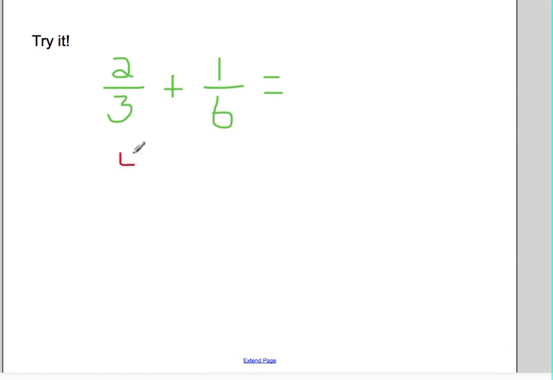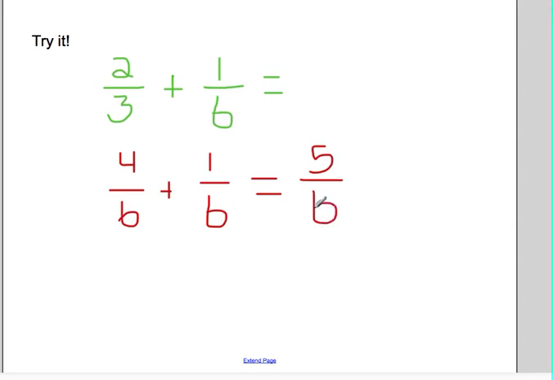So I got 4/6 plus the 1/6 that we've got here. And my answer will be 4 plus 1 is 5. Denominator stays the same. And 5/6 cannot be reduced, so my answer is 5/6.